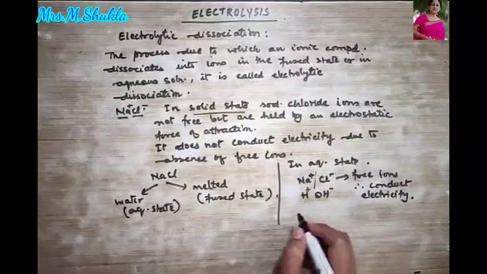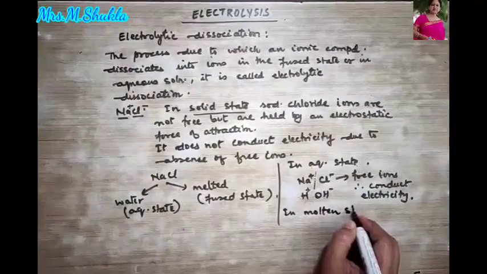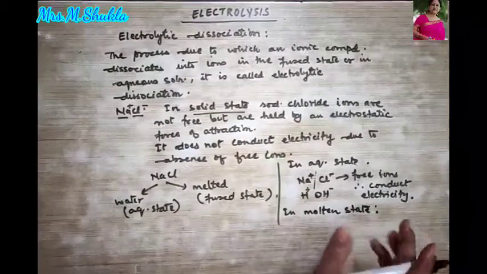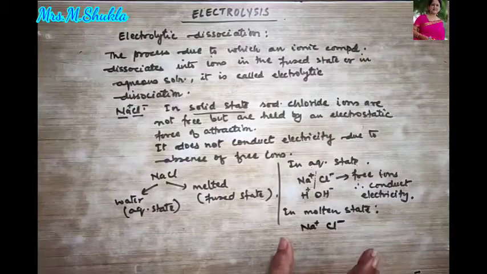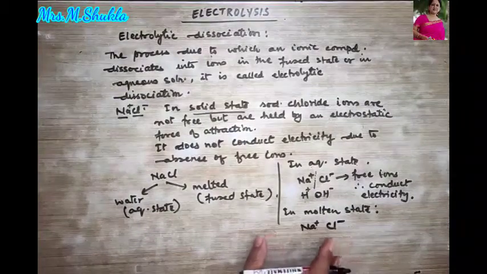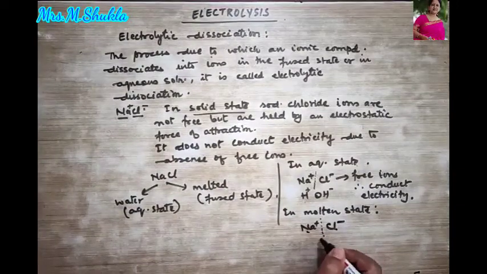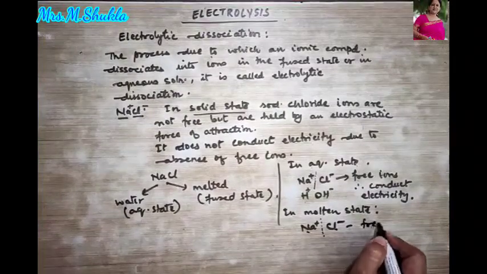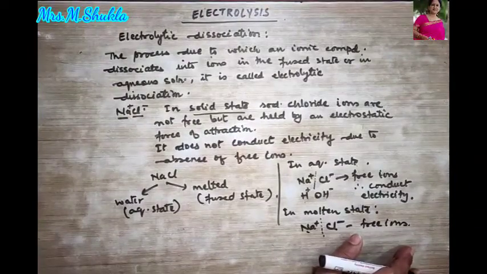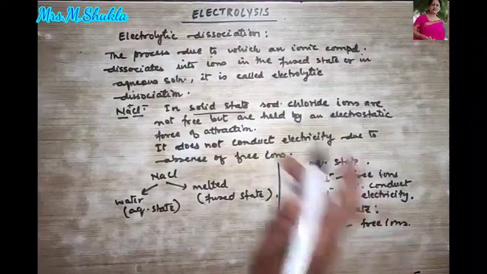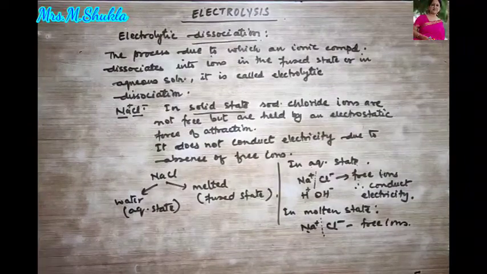Now let us talk about the molten state. In the molten state, what happens? Very high temperatures are required to melt the solid. The bond gets weakened between the sodium and the chloride ions. Hence, this provides free ions, and therefore it will allow electricity to pass through. Now, this was about dissociation. We are now going to understand ionization.